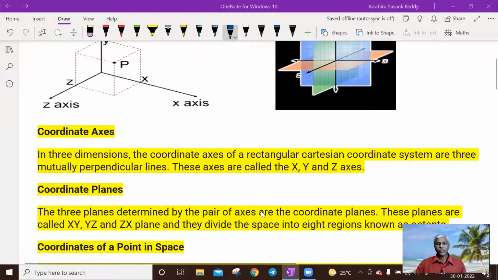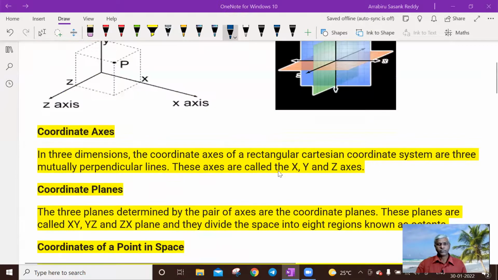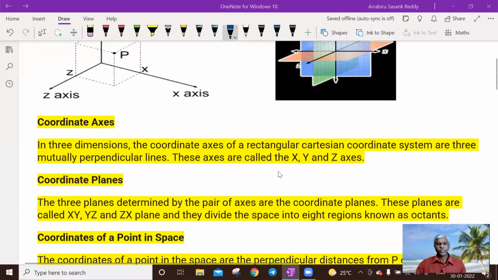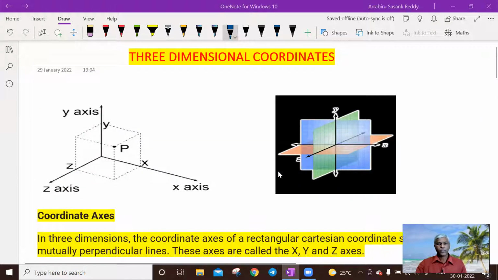In 2 dimensions we get only 1 plane, XY. But if you take 3 dimensions, we get 3 planes: one is XY, YZ, and ZX. XY and YX are both the same. So in normal 2 dimensions, we get only 1 plane, but if you take 3 dimensions, you will get 3 planes.